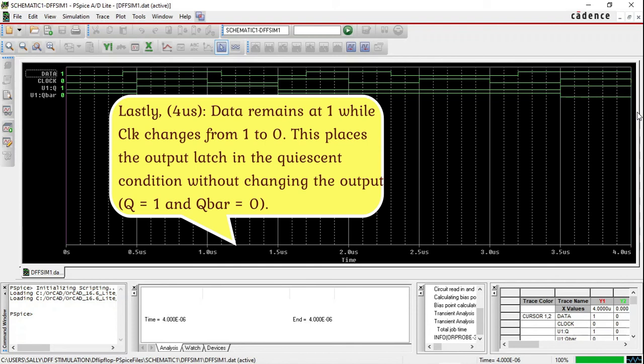Data remains at 1 while clock changes from 1 to 0. This places the output latch in the quiescent condition without changing the output. Q equals 1 and Q bar equals 0.